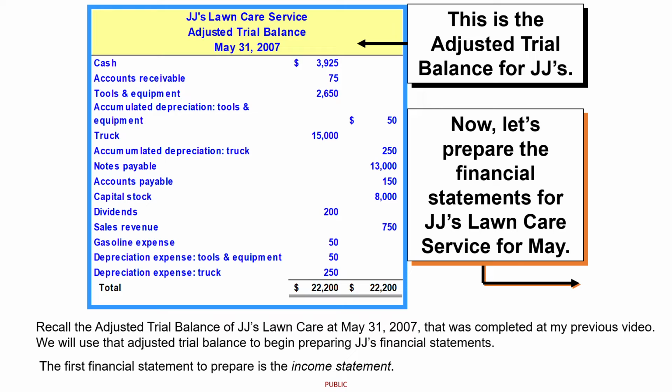So now let's prepare the financial statements for JJ Lawn Care Services for May. I assume that you know how to make a trial balance because I already taught you how to do it. So recall that adjusted trial balance of JJ Lawn Care at May 31st, 2007 that was completed in my previous video. We will use that adjusted trial balance to begin preparing JJ's financial statements, because in this topic, our main objective is to understand the financial statements. So the first financial statement to prepare is the income statement.